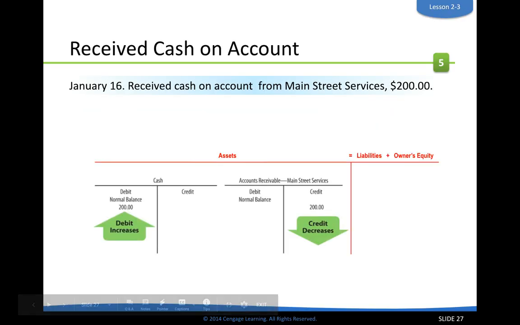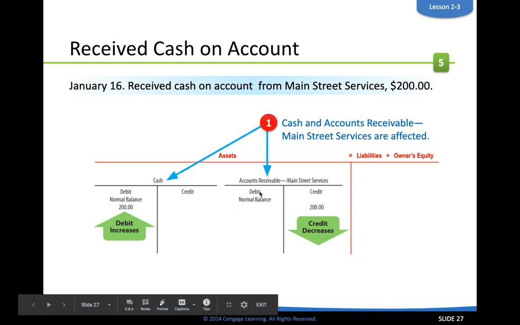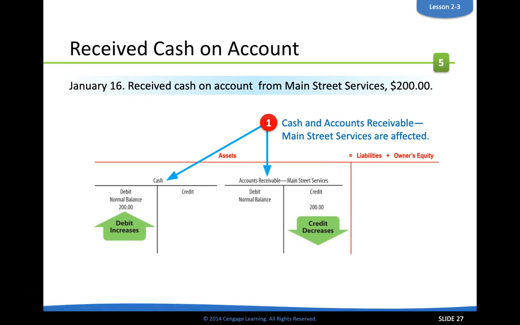All right, next one, received cash on account. So on January 16th, Delgado Web Services received cash on account for Main Street Services in the amount of $200. Which accounts are impacted? Well, when you receive cash, you're going to be working with the cash account. And then you're also working with that account that we saw earlier, accounts receivable, Main Street Services. They are both asset accounts.